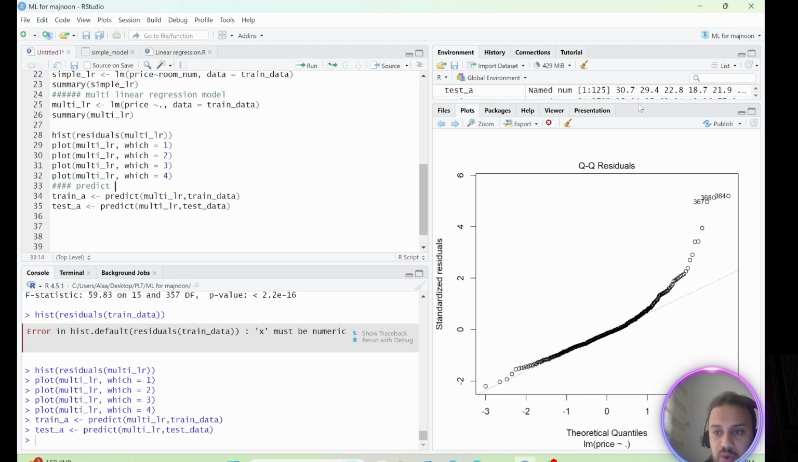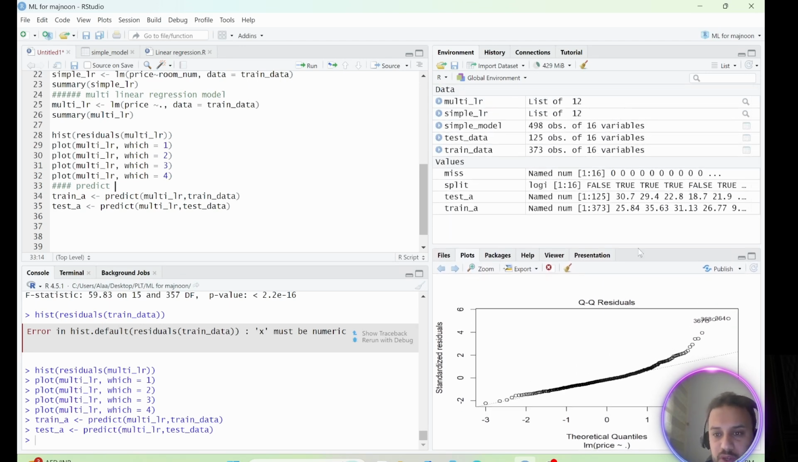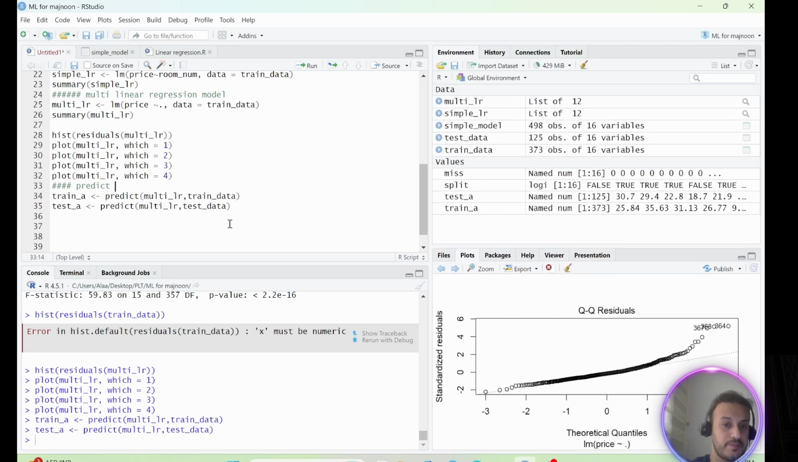So if we check the environment now in here, I have train and test. I need the purpose from that. When you run your model at the first one, it will give you the total model with all this summary, but it doesn't give you predictions. Now I give it my train data and my test data, and I tell it, okay, go and predict my model.